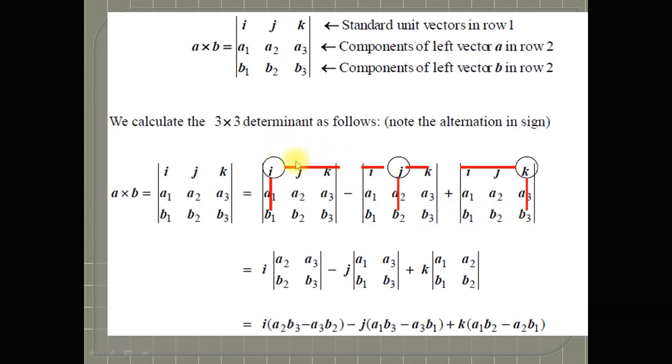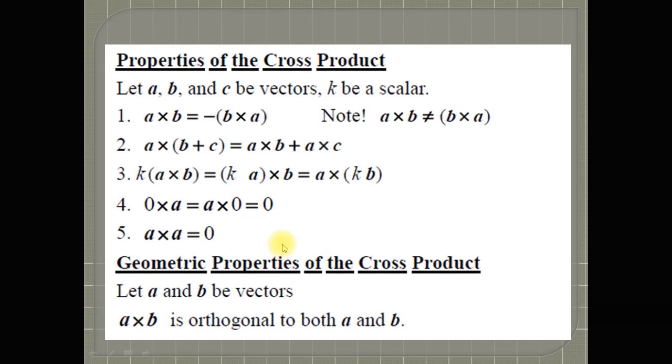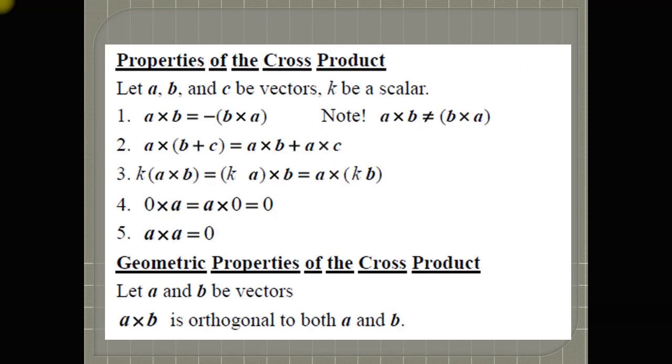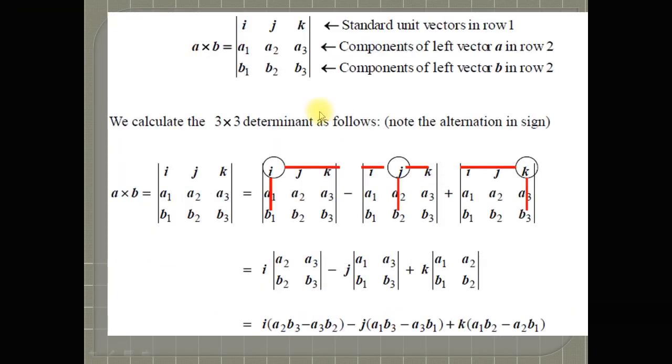So dear student, this red color represents that if we want to expand this determinant with respect to the first row, then using the minor matrix and the cofactors, first of all i, and the minor matrix will be A2, A3, B2, B3. I have already told you the expansion of a determinant with respect to any row or any column in the previous lecture. So with respect to the first row we obtain i, and this is the minor matrix, and minus j.